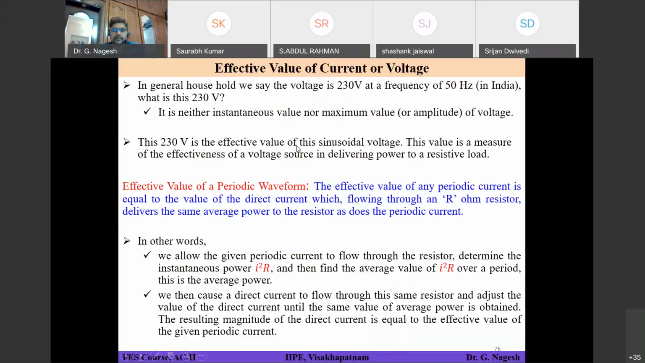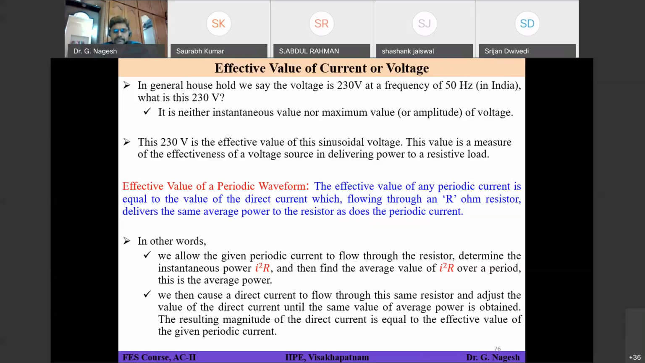Now we will start discussing the effective value of current or voltage. So what is this effective value? Till now we have seen the maximum value of voltage or current, which is represented as Vmax or Imax. Now we'll see what this effective value is. In India, what is the single phase voltage value which is coming to your house? Can anyone say? 230 volts.